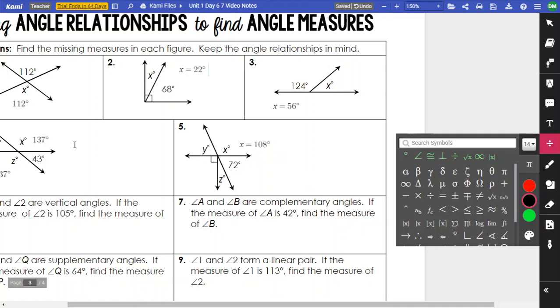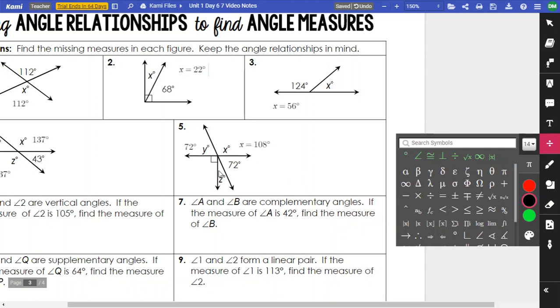Okay, we can do the same thing again with y. Just like in number 4, we've got y is vertical to our given angle, or it makes a linear pair with the one that we just found. So either way we do that, we are going to get 72 degrees. Z is a little bit trickier. What is the important relationship between Z and this 72-degree angle?